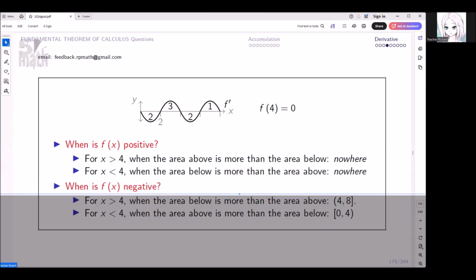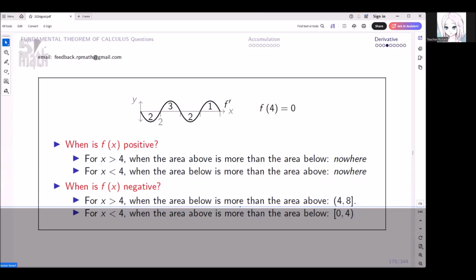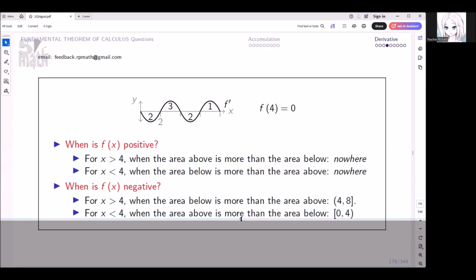When is f of x negative? For x greater than 4, when the area below is more than the area above. From 4 to 8. For x less than 4, when the area above is more than the area below. From 0 to 4.